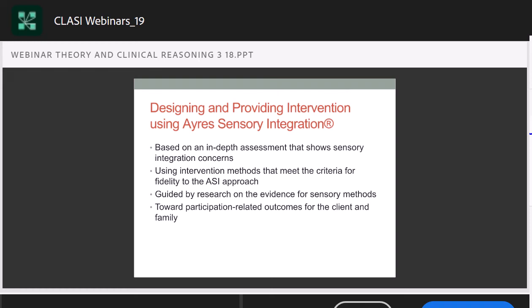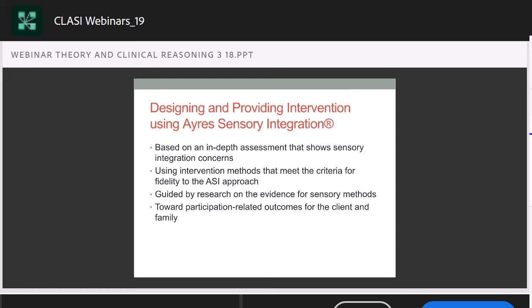Okay, so we do have intervention methods that meet the criteria for fidelity to an Ayres SI approach. And what this means is that our intervention is well defined. And I mentioned that the clinician's guide by Schaaf and Mailloux is a good place to start if you want to read more about that. We are also guided by the research on evidence for sensory methods. So do we think it'll change, and how much, what is the dosage?